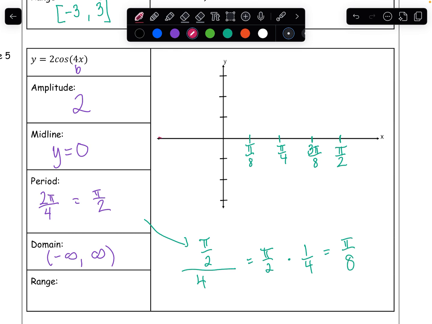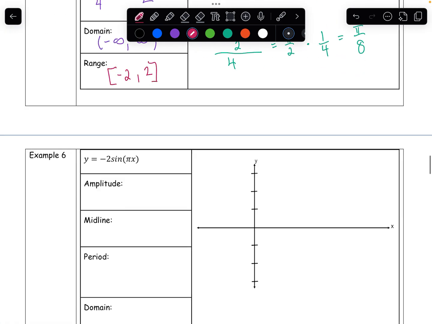I'm going to bring in my midline, which is here. And then I'm going to bring in my amplitude, so that means I have to go 2 away. And then cosine is where it starts at my amplitude, going through my midline, so I have a point, going down, midline, up, and so my graph looks like this. So it is -2 to 2.